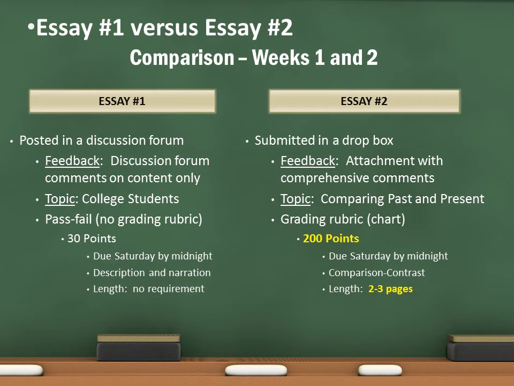You're using comparison contrast for a list of topics on the next slide, and the length will be 2 to 3 pages. Now, sometimes people ask, does the rough draft have to be that long? The answer is no. Whatever you give me is what I'll give you feedback on.